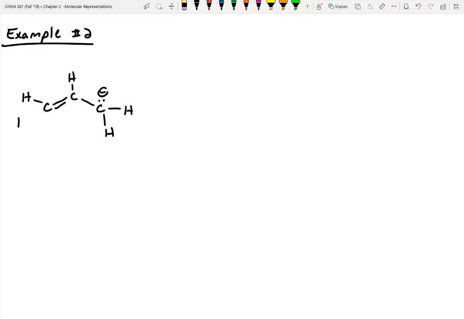And let me point this down more just so the bond angles look better. All right, so you see how this looks really similar to the last one? Main difference is we have a lone pair now, which has changed the formal charge of that carbon to negative, right?